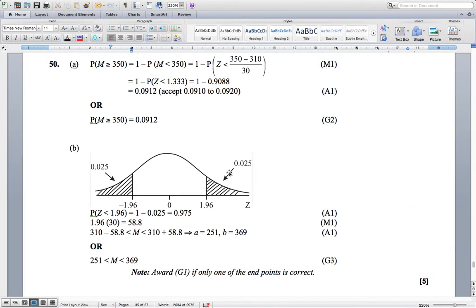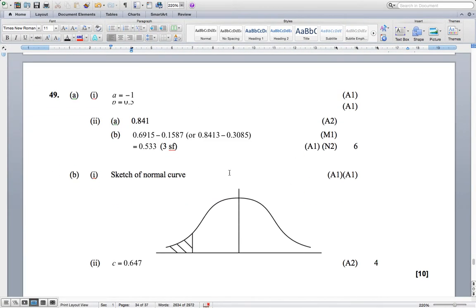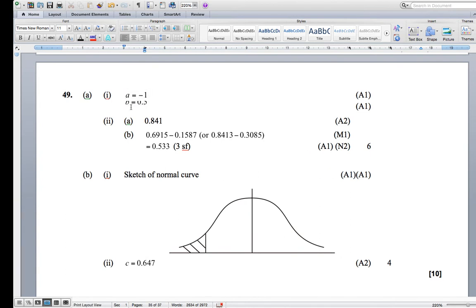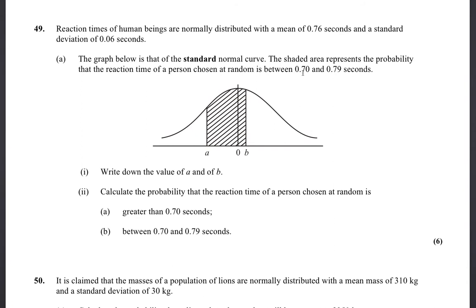So let us see it here. You'll get the answer as minus 1. Okay, so 0.70 minus 0.76 is minus 0.06, and that divided by 0.06 is minus 1. So the value of A is minus 1. Same way, B is the Z equivalent of 0.79. That means to find B, you subtract 0.76 from 0.79 and then divide it by 0.06. So you'll get the value of B.